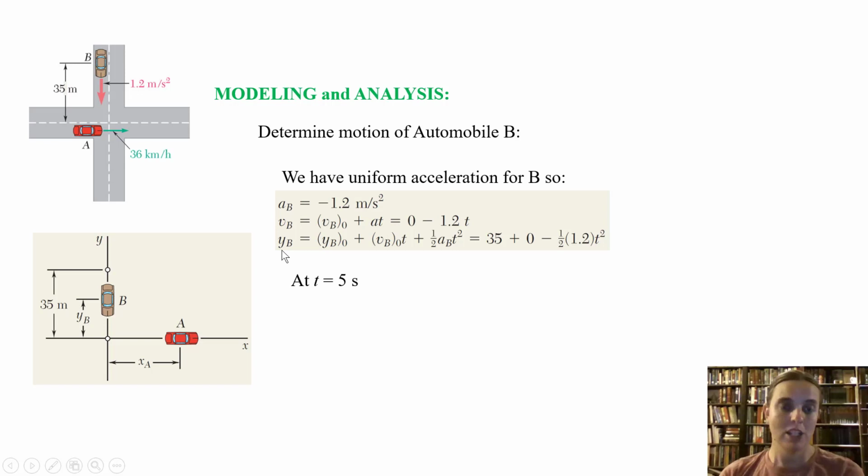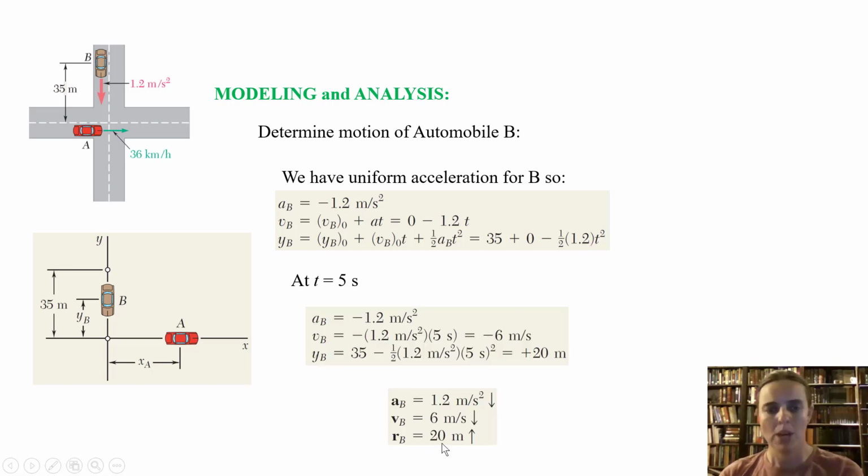And here is my position then. y equals y naught plus vt plus 1/2 at squared, or in this case it's the y direction. Okay, so we're going to plug in starting position, starting velocity, starting acceleration, and then at 5 seconds we just plug in 5 seconds for time, and we can see what his position is. Okay, so here's all the information for B. We're accelerating downwards, we have a velocity going downwards, we still haven't crossed the intersection, so we've gone from 35 meters to 20 meters. We're still 20 meters up north.